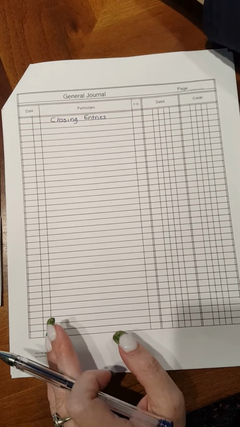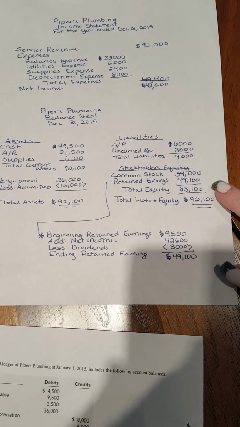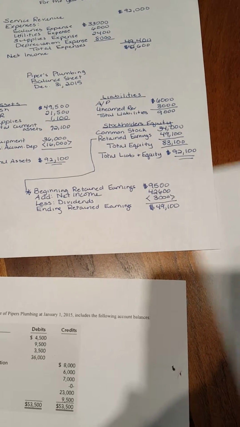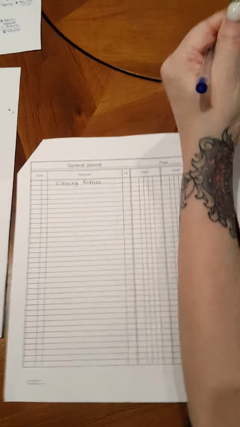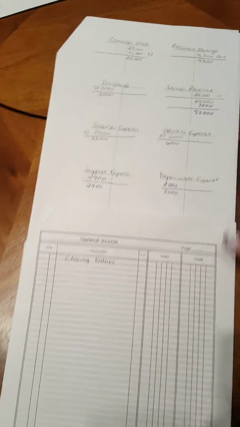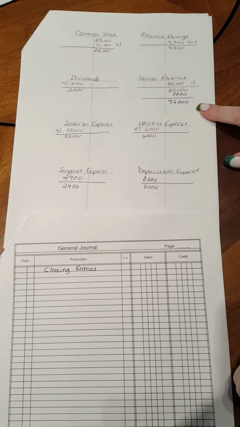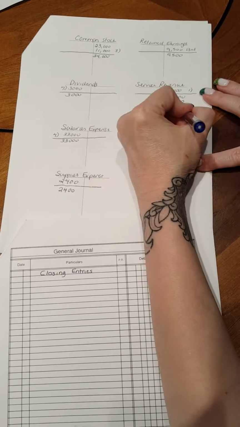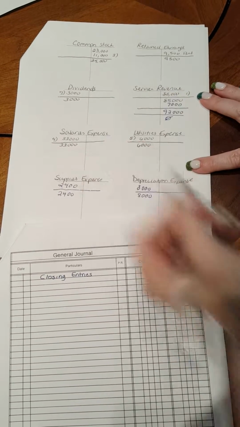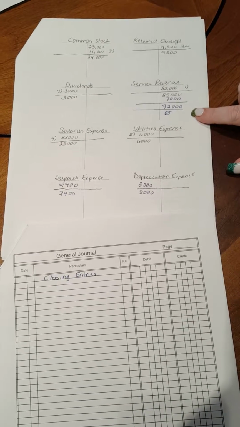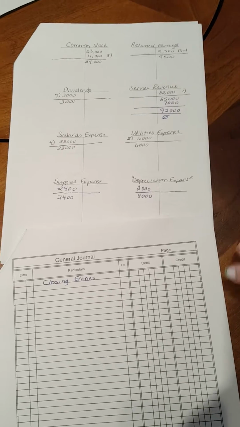And at the same time, we're going to update retained earnings. So when we're finished, the correct balance in retained earnings will be $49,100. Remember, currently it's sitting at $9,500. So I'm going to start here with my T accounts because that's really one of the best ways to go through this illustration. I have a credit balance in service revenue, and I need to have a 0 balance. So in order for me to arrive at a 0 balance, I need to debit service revenue by $92,000, and at the same time, I'm going to credit retained earnings by $92,000.